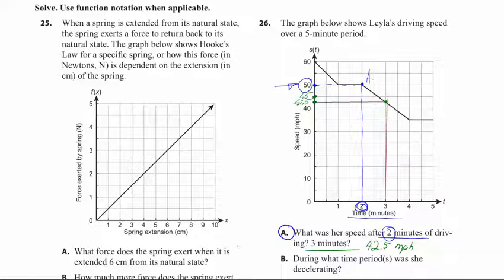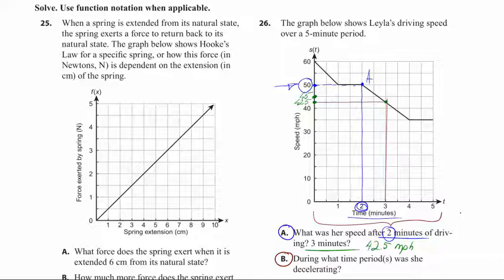Question B. During what time period was she decelerating? Okay. So I'm looking on my time axis, on the x-axis, for what intervals Layla is applying brakes. Okay. Now, as you can see in this graph, we're definitely talking about a time window, a time interval here where Layla was already driving, okay?